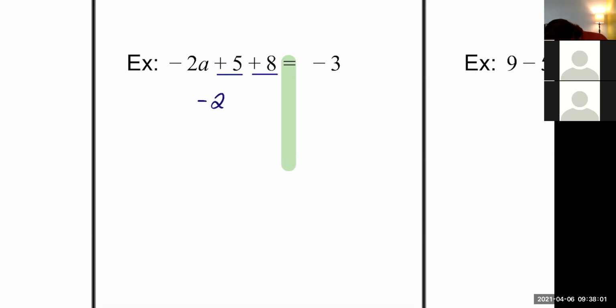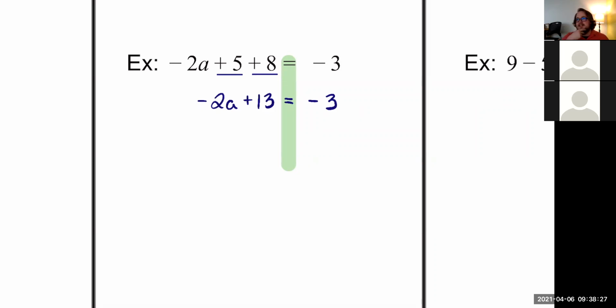What's that 5 and 8 make? 13. It's not attached to the a. The 5 and the 8 didn't have any a's. Bring down my equal, bring down my -3. Now we just get that variable by itself. Subtract 13.